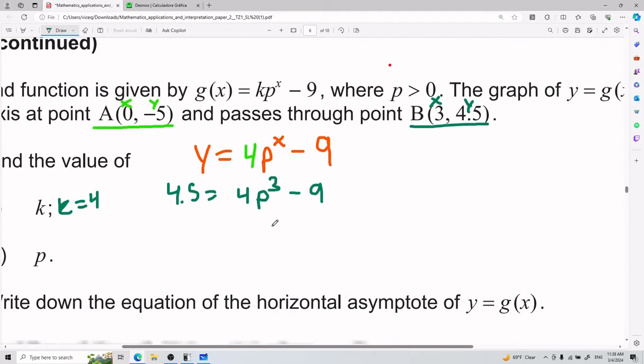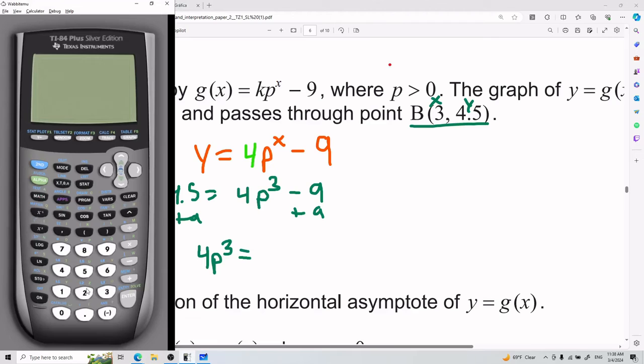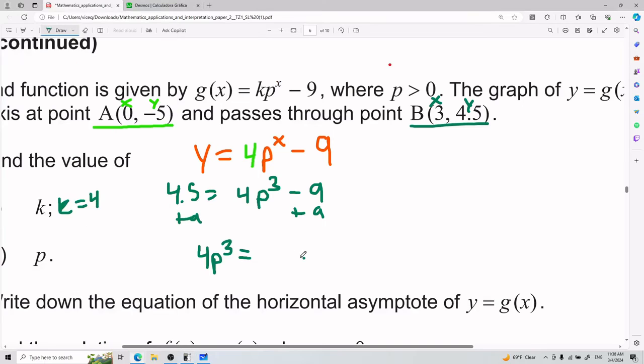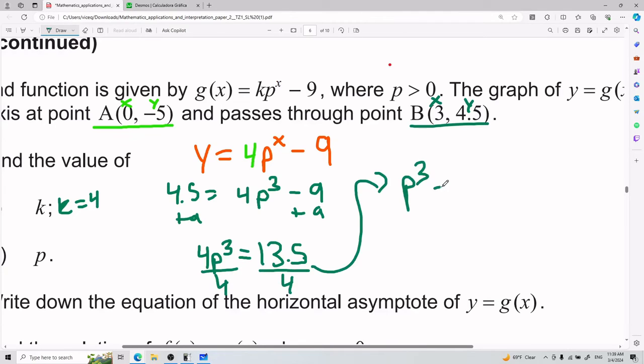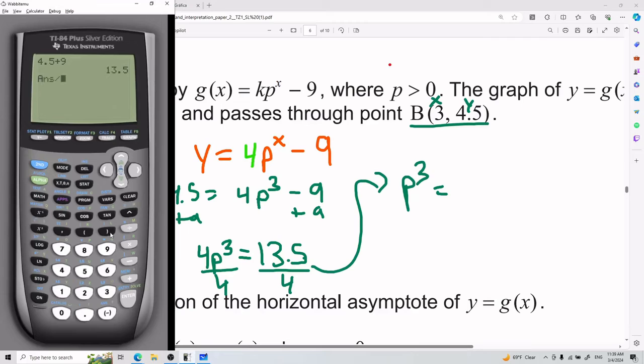And so if I get these values alone, I can do plus 9 plus 9. We end up with 4p to the power of 3 equals 4.5 plus 9, 13.5. I can keep getting p alone by dividing by 4. So that means that p cubed equals 13.5 divided by 4, 3.375.